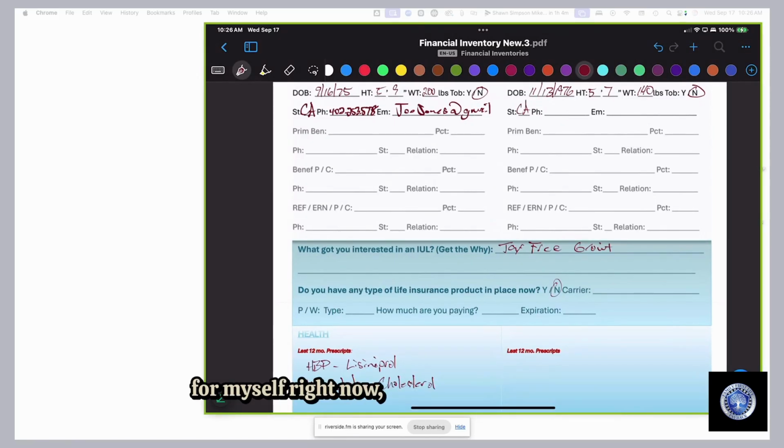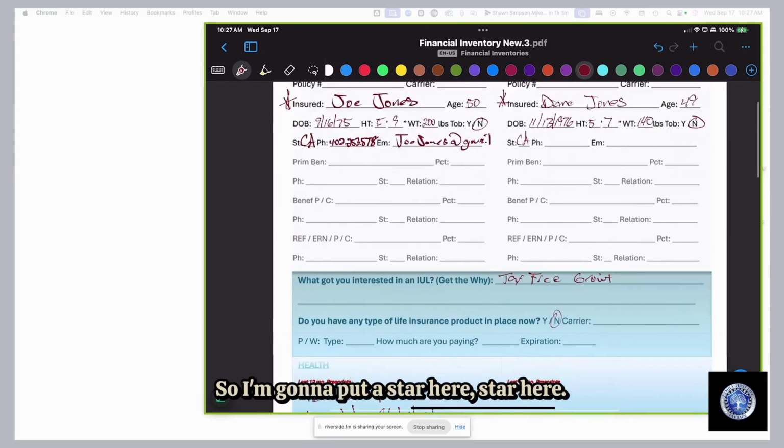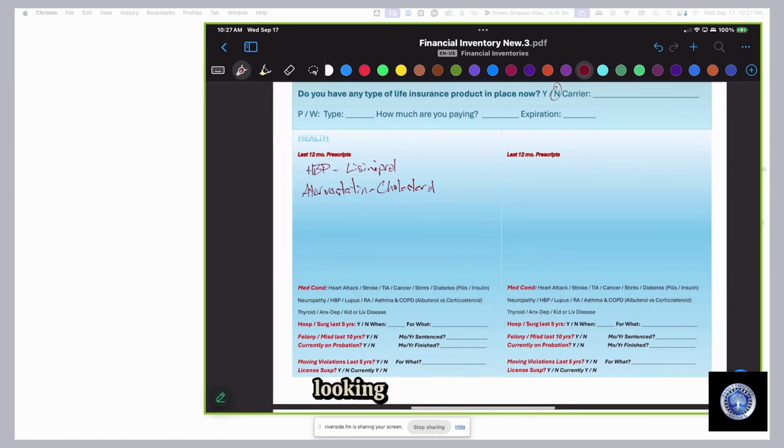Okay, now, are you looking into the IUL for yourself, for your wife, or for both? For myself right now, possibly could be both of us, depending on how this plays out. Okay, perfect. So I'm going to put a star here, star here. That way I know in my mind that he's possibly looking for both.